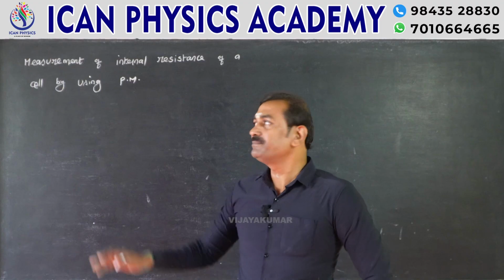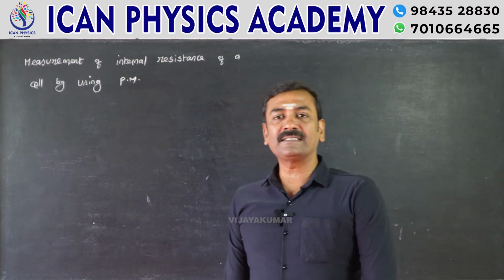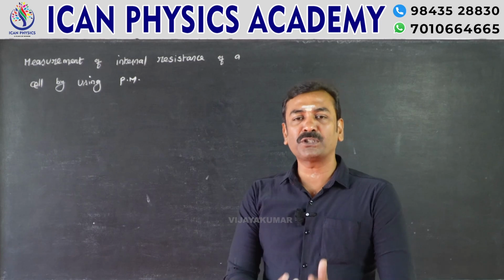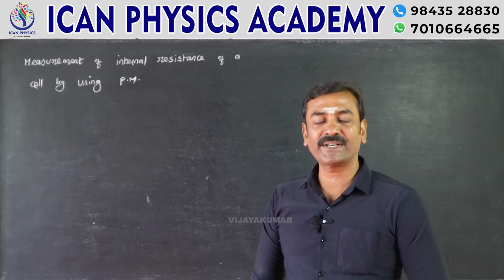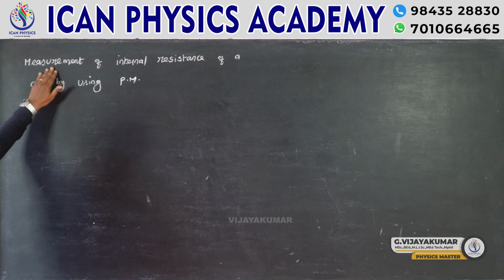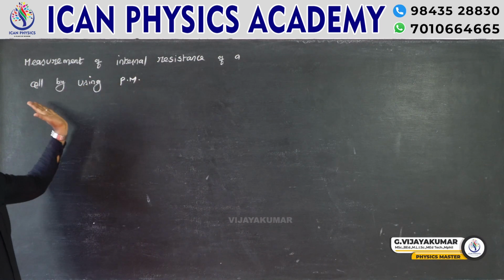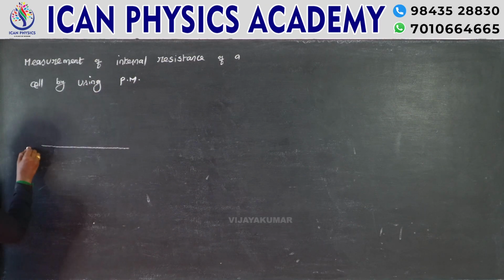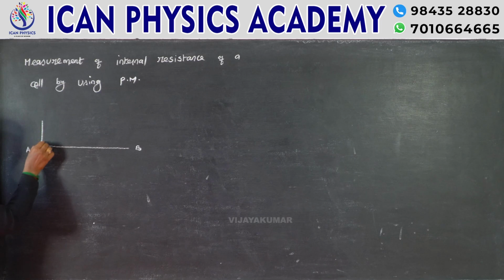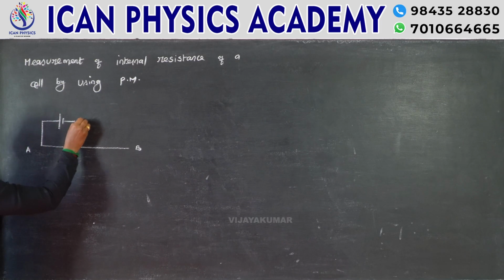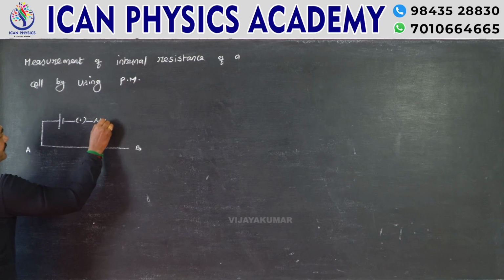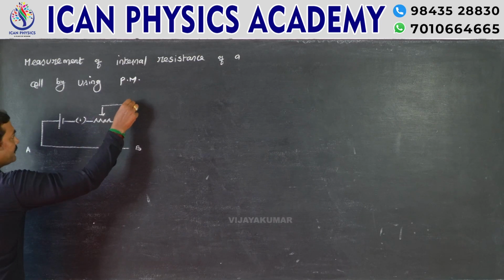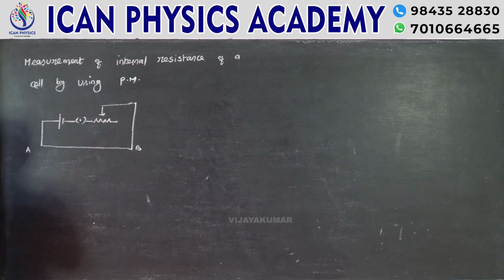Now in this class we are going to see measurement of internal resistance of a cell by using a potentiometer. Let's enjoy the class. Okay. So the next question is the measurement of internal resistance of a cell by using potentiometer. Let us consider A and B is the potentiometer. The terminal A is connected with a battery. Battery connected with the key, the key connected with a rheostat, the rheostat connected with the terminal B. So it forms the primary circuit which is connected in series.